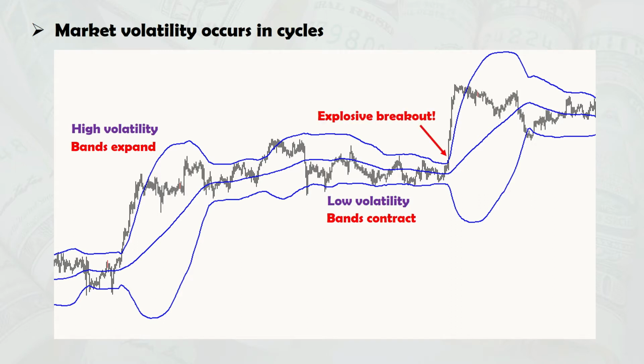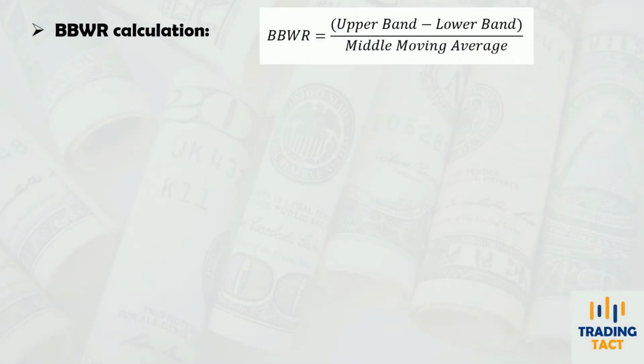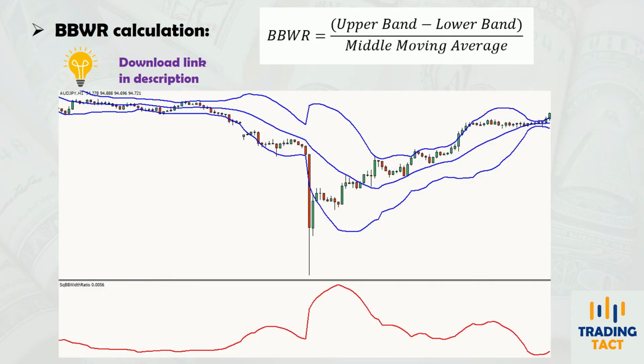To detect these, StrategyQuant provides a Bollinger Bands Width Ratio indicator. Let's put it to good use. The BBWR quantifies the expansion and contraction of the Bollinger Bands using this simple calculation. It is not available in MT4 by default, but I've provided a download link in the video description. Here's the BBWR plotted below prices in MT4.